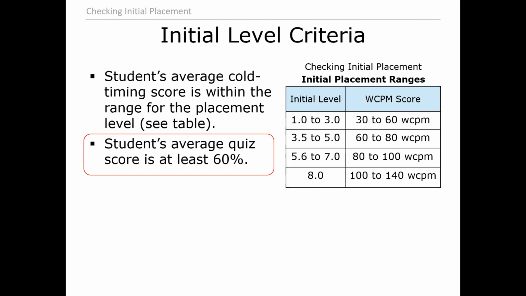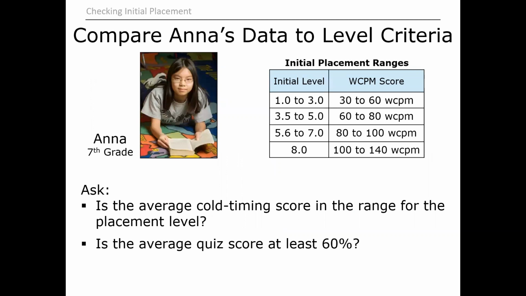Research shows that if a student can understand at least at 60%, they are able to make comprehension gains. So that is not a number that we just pulled from the clouds. So long as they're able to make progress, we can leave them there. But if our student is at 30% on comprehension, now their fluency score becomes less important. Now I've got to get them down to a place where they can at least sort of understand what they're reading. So we're going to take some sample student data and ask ourselves whether the student's average cold timing score is in the range for her placement level, and what her quiz is at.